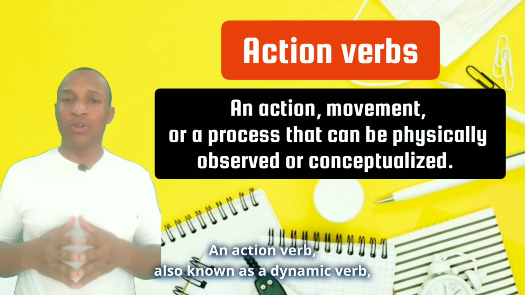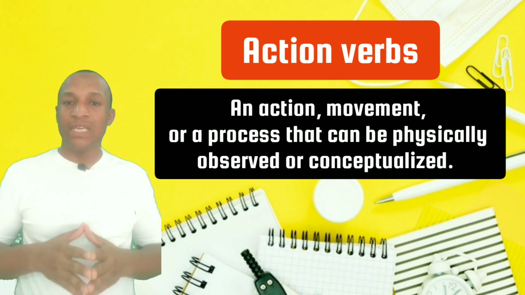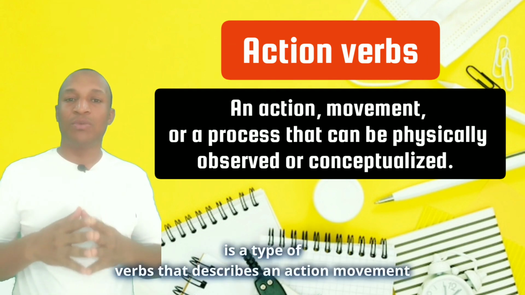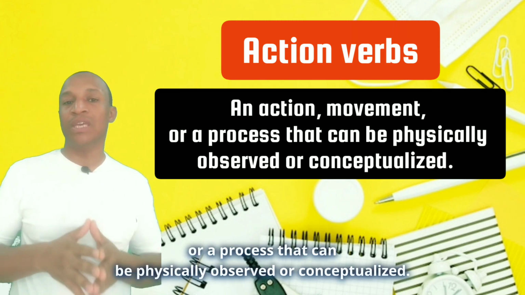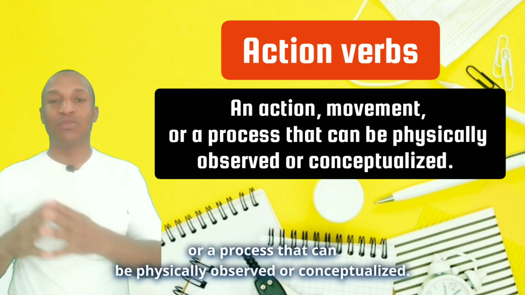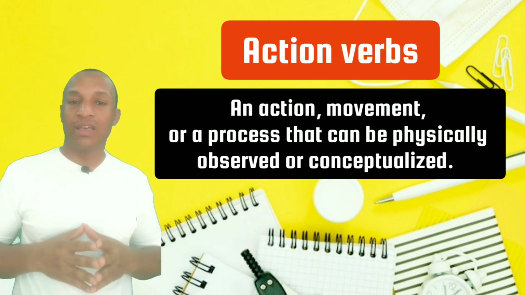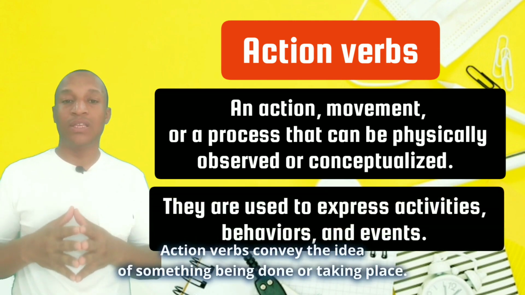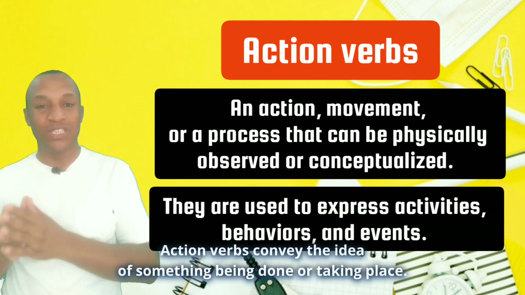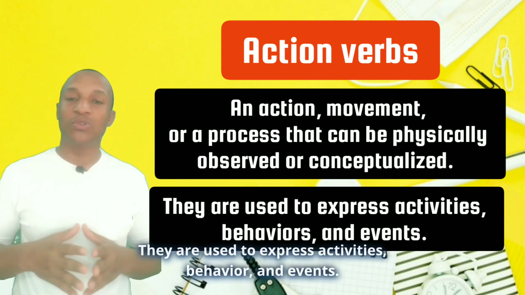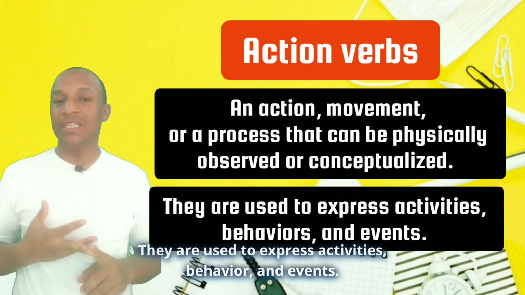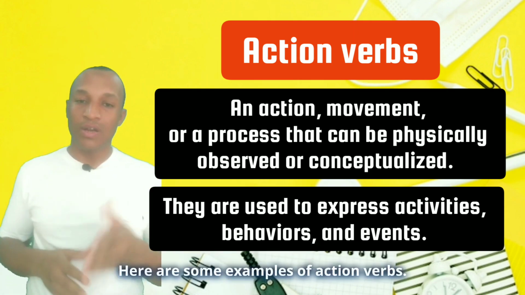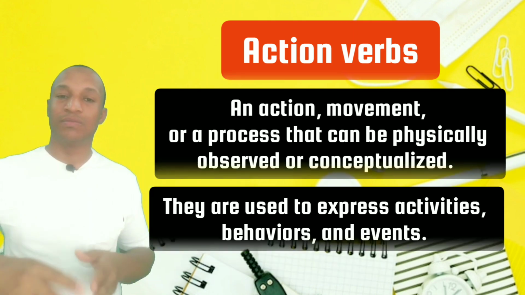An action verb, also known as a dynamic verb, is a type of verb that describes an action, movement, or a process that can be physically observed or conceptualized. Action verbs convey the idea of something being done or taking place. They are used to express activities, behavior, and events. Here are some examples of action verbs.